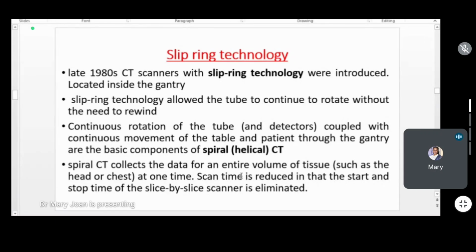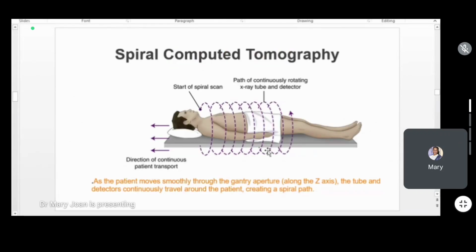The spiral CT collects the data for an entire volume of tissue such as the head or chest at one time. Scan time is reduced in that the start and stop time of the slice by slice scanner is eliminated. So previously it used to be one transverse axis, next slice, next slice, next slice, and with the help of the spiral CT, the couch is also continuously moving, and the whole area that needs to be covered is getting covered in one go. So you can see here a pictorial representation.